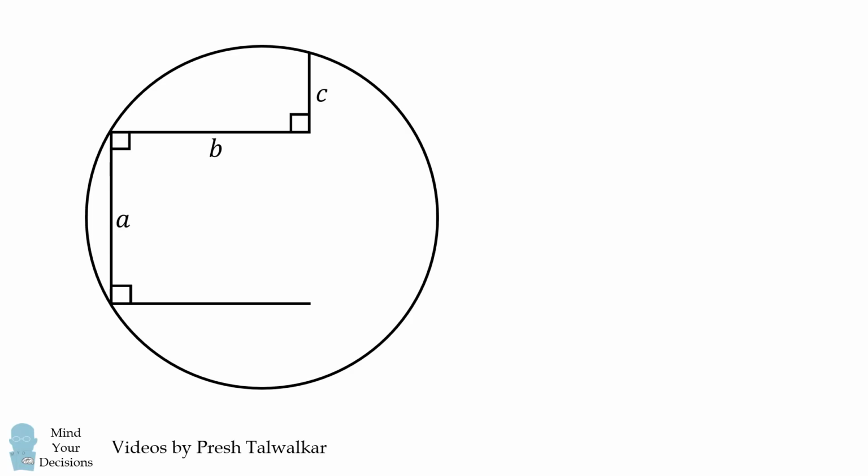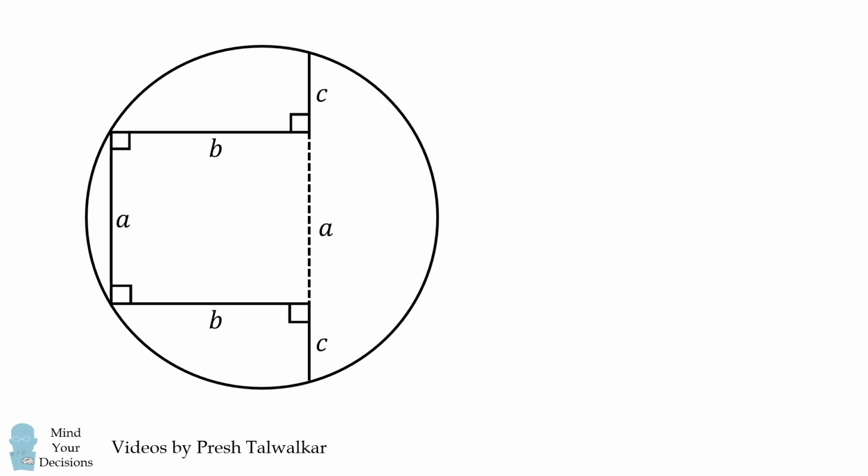Draw a horizontal length equal to B. Then draw a vertical length that connects to the circle. By symmetry, this length must be equal to C. We then connect these two line segments, and this length will be equal to A.